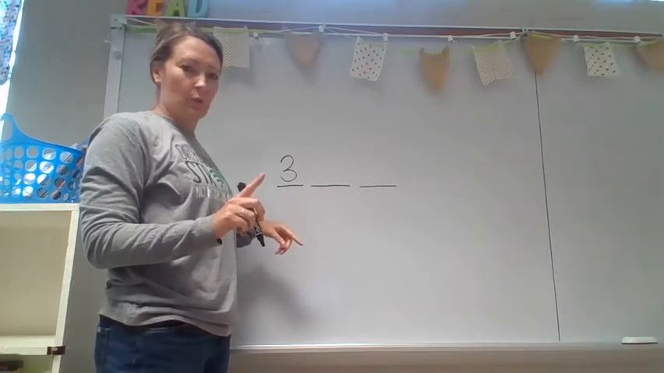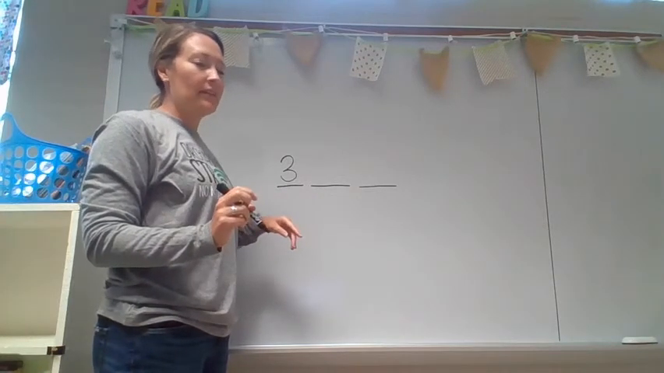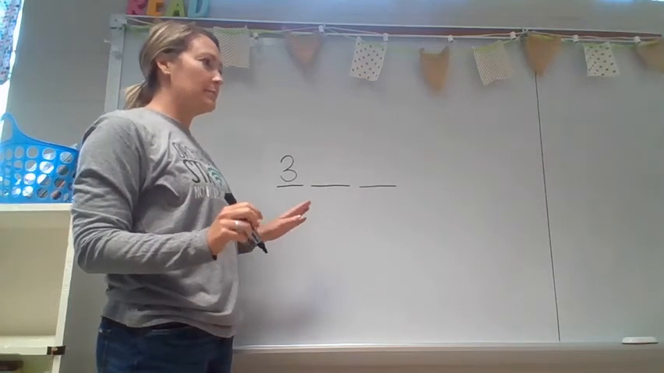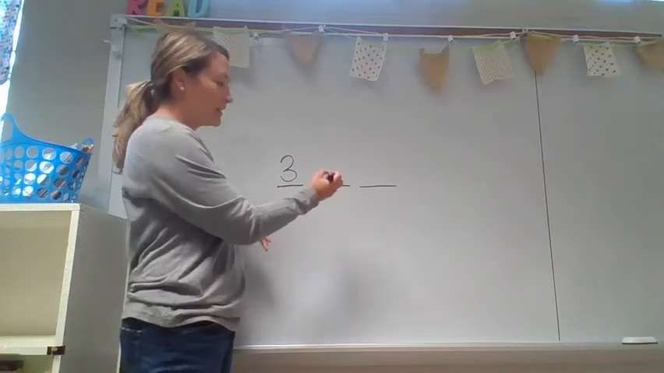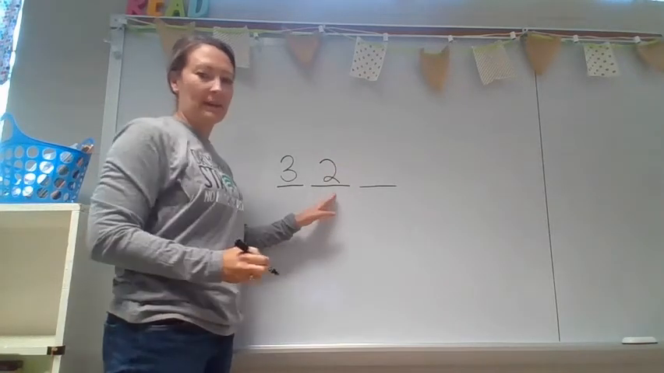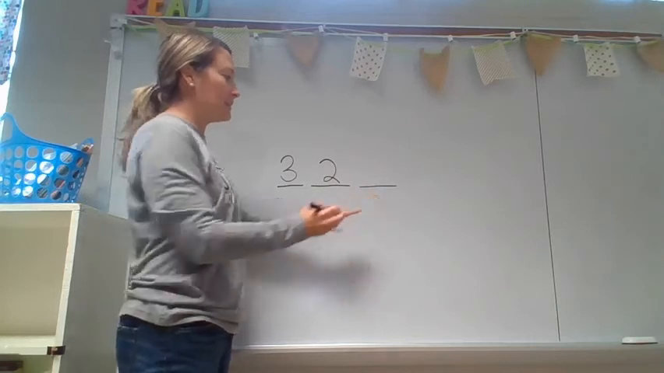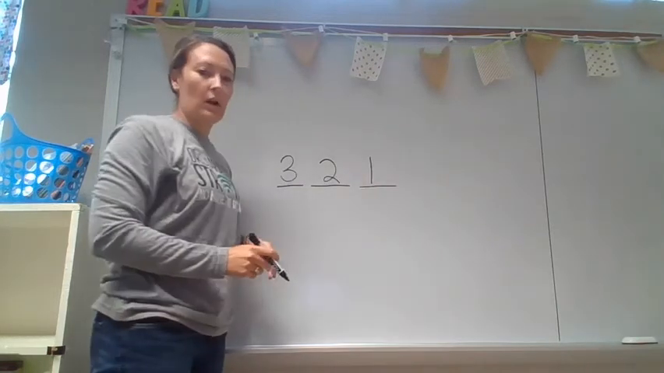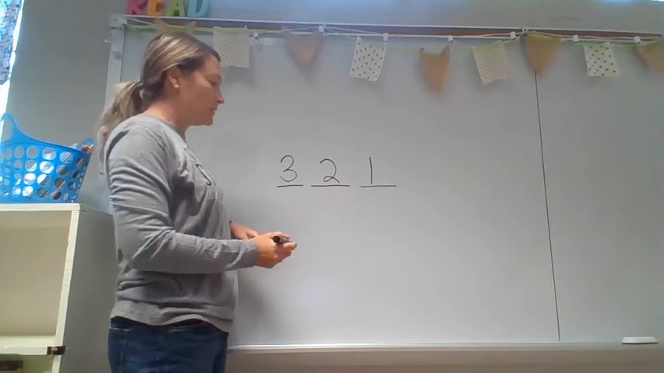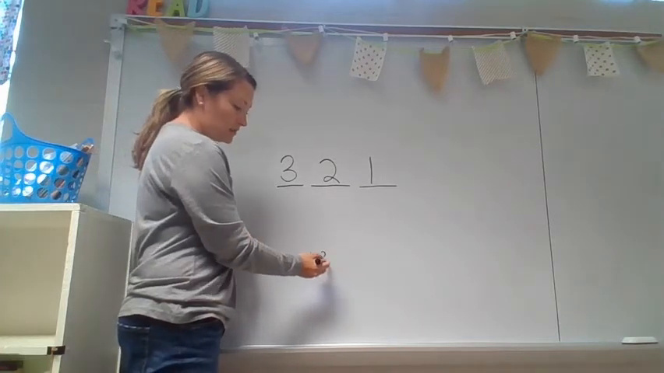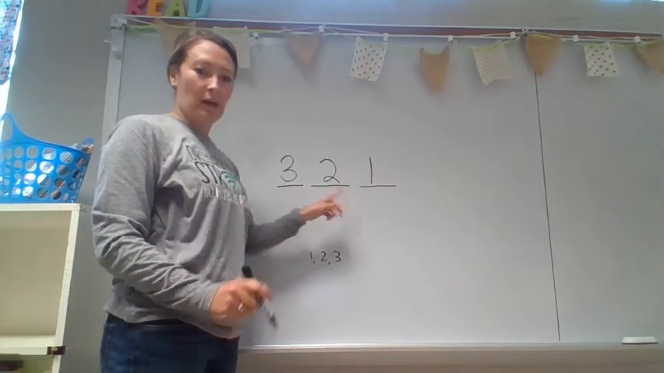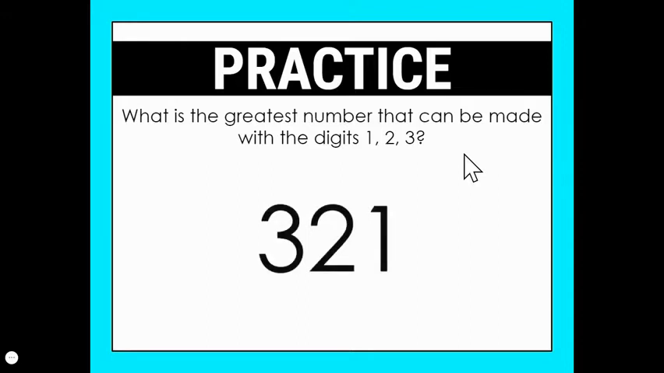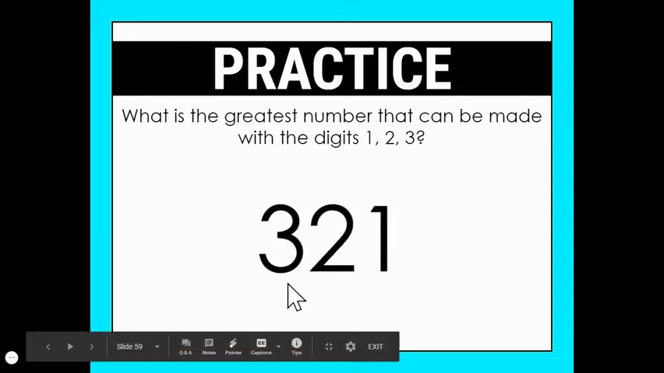So that means I have the digit 1 and the digit 2 left. If I want it to be the greatest, that means I need to put my next biggest number in my next biggest place value. So that means my 2 will go on my tens, and that leaves me with my 1 in my ones. So the greatest number that I can create out of the digits 1, 2, and 3 would be 321. So our greatest number was 321.